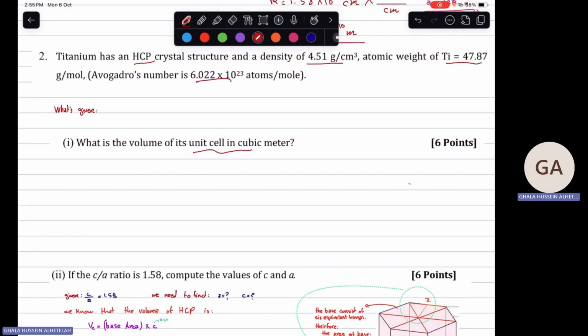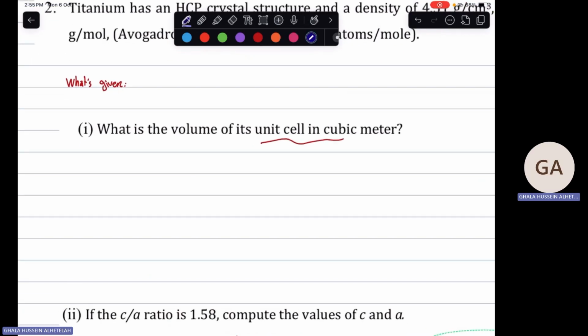We can find the volume by using the density law, which is density is equal to the number of atoms in the crystal structure multiplying by the atomic weight over the Avogadro number multiplying by, that's what we need, the volume of the unit cell. Okay.